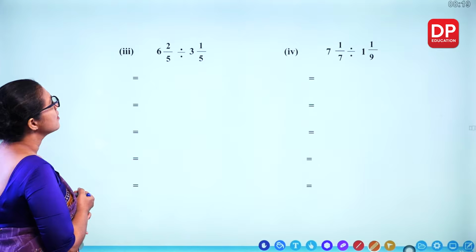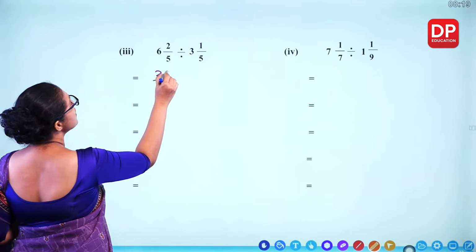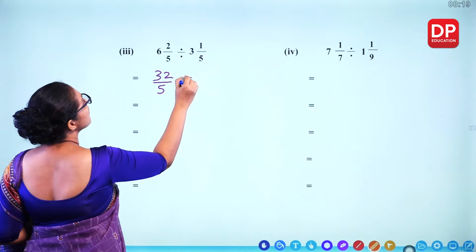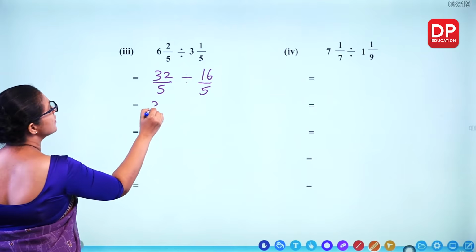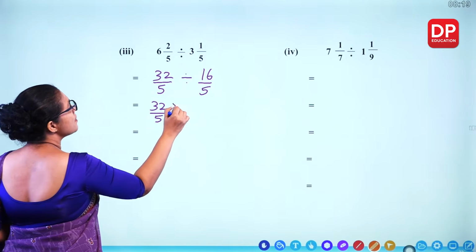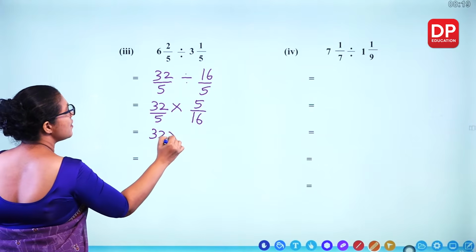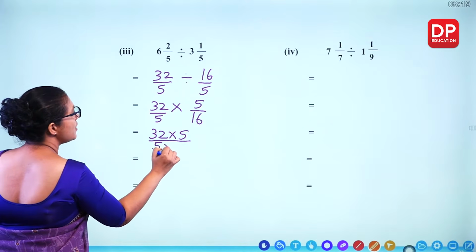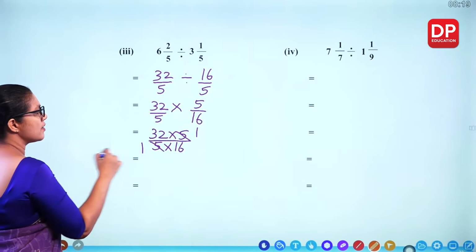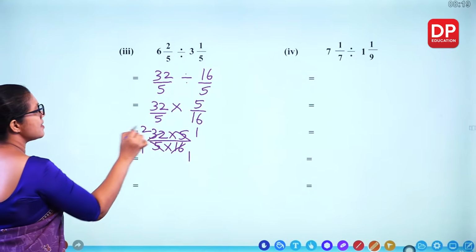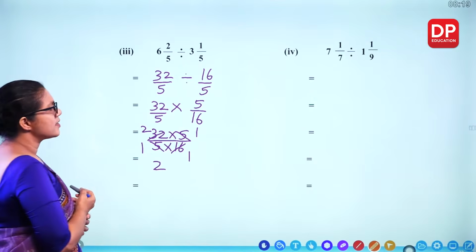This one, convert to improper fractions. 5 times 6, 30. 30 plus 2, 32. 15 plus 1, 16 over 5. Now, 32 over 5 multiplied by its reciprocal, 5 over 16. Multiply the numerator separately, denominator separately. 5 times 1, 5 times 1. 16 times 1 and 16 times 2, 32. So what's the answer? You get 2.